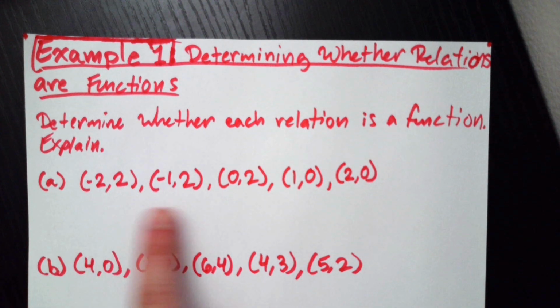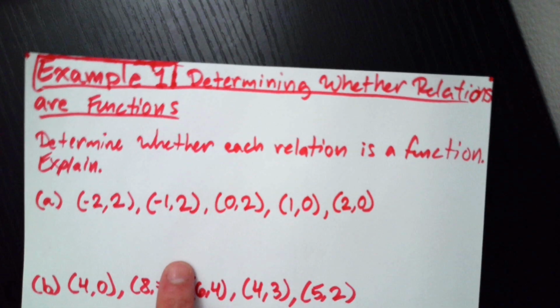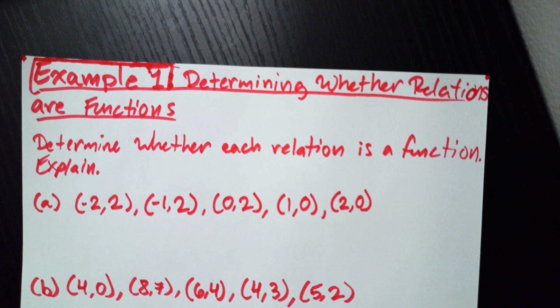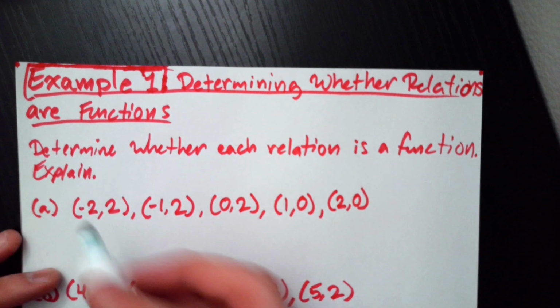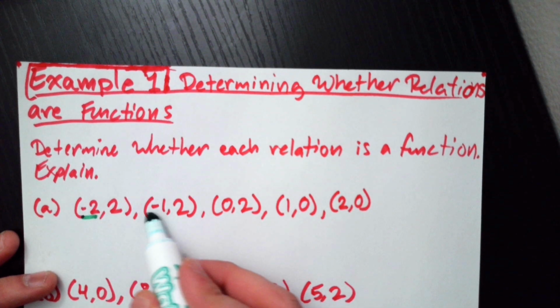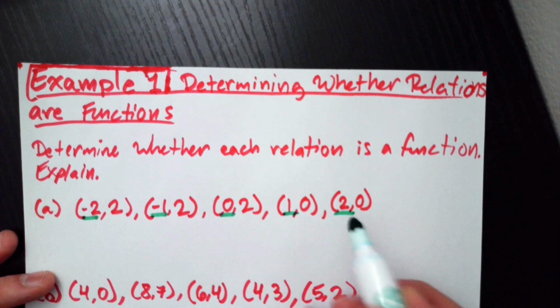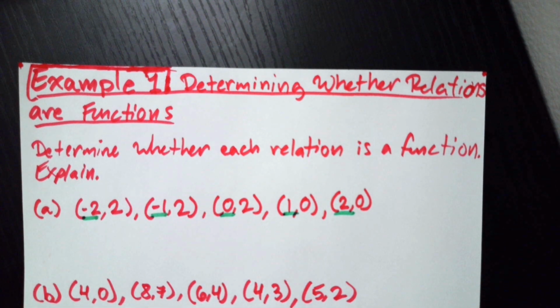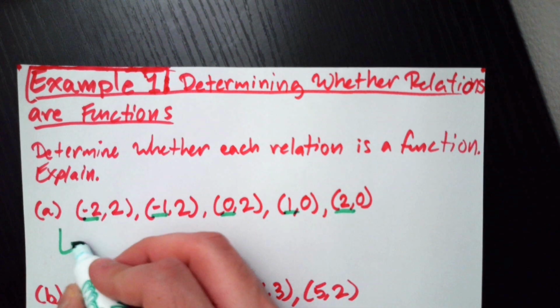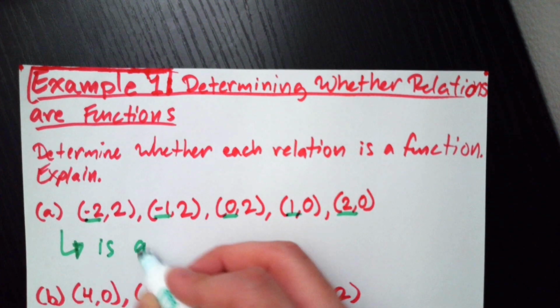First one is just a set of coordinates, right? So just like we saw in the warm-up, except without the picture. But really, we don't need the picture. All we have to check is whether I have any inputs repeating. So I'm going to go in each of these, trace them, and I notice that no inputs repeat. And so we're good. This is definitely a function.